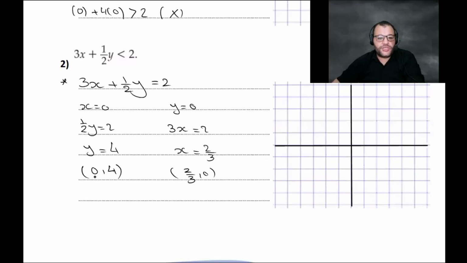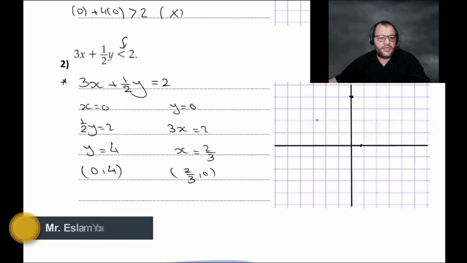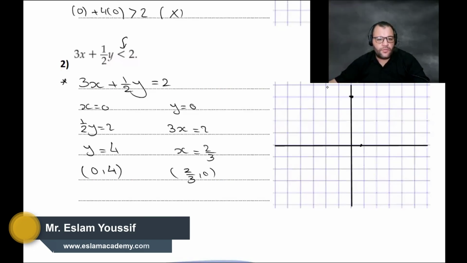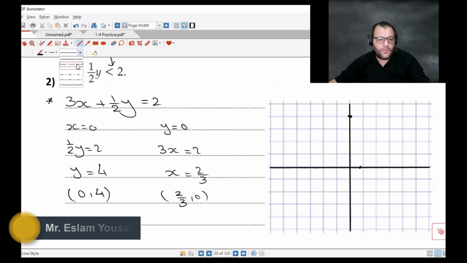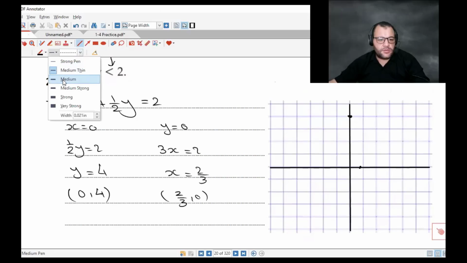The first point is 0 and 4. The second point is 2 over 3 and 0. It's not necessary to be the exact value. I just need to see what the graph will look like. Because it's smaller than or equal to, it will be a dashed line. So we'll make it a dashed line, and you'll shade it below.